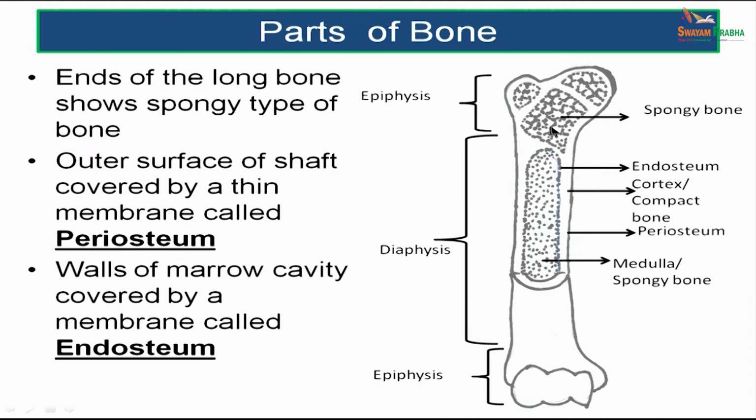Now, we have the end of the bone. When we look at the end of the bone, that also shows spongy type of bone. Now, the outer surface of the shaft is covered by a thin membrane called periosteum. You can see here periosteum, and the marrow cavity inside, the walls of this marrow cavity are also lined by a thin membrane called endosteum.